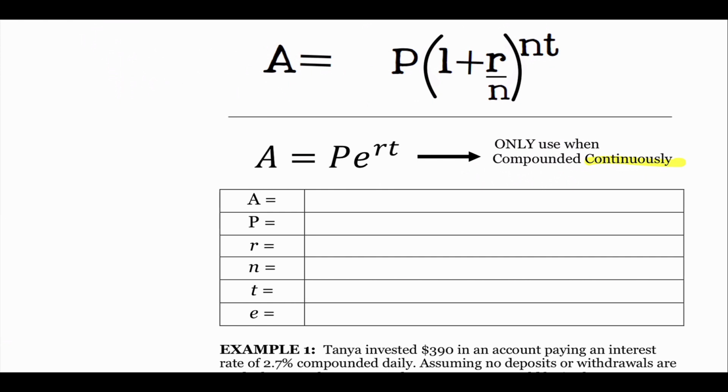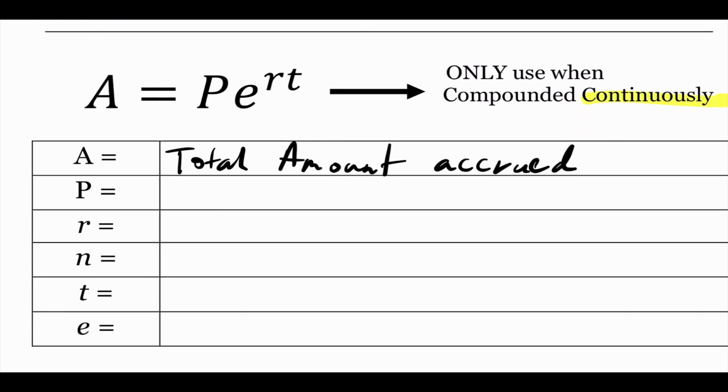Capital A. Capital A is total amount accrued. Accrued means earned, gained. How much money do I have in my account right now? That's accrued. Accumulated, gathered. Okay? That's what A is.